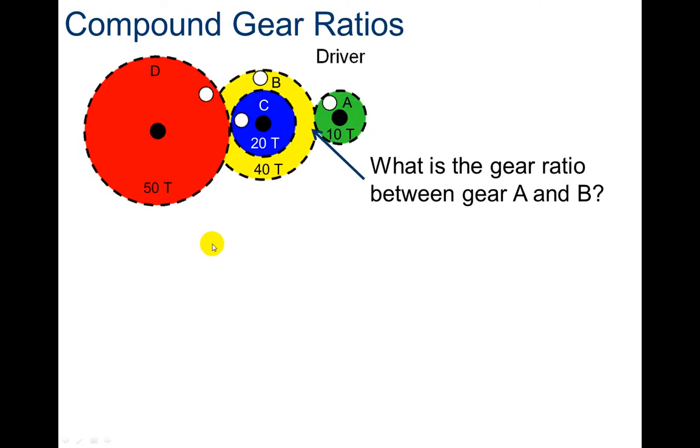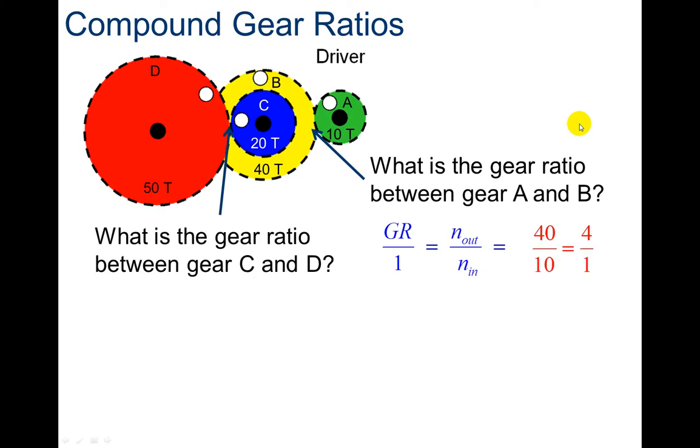Okay, so we're going to examine this a little more. What is the gear ratio? Right, well, I need a gear ratio from A to B, and I need a gear ratio from C to D. Like the compound machines, I need to then multiply those two together to get my final gear ratio. Again, out over in.